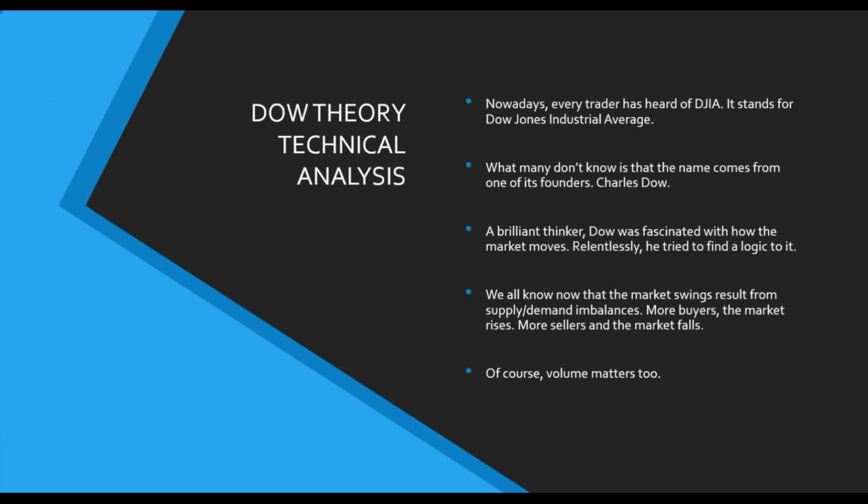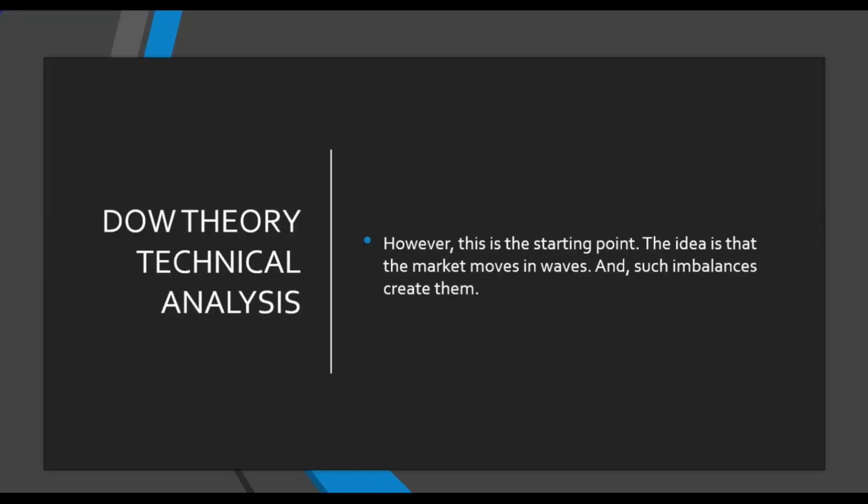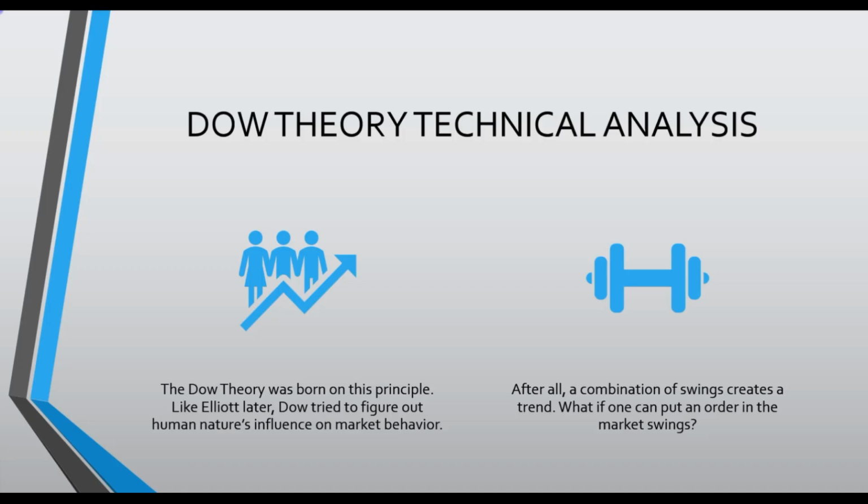More buyers, the market rises. More sellers, the market falls. And of course, volume matters also. However, this is just a starting point. The idea is that the markets move in waves, and such imbalances create them. The Dow theory was born on this principle. Later, Elliott even developed Elliott wave cycles.